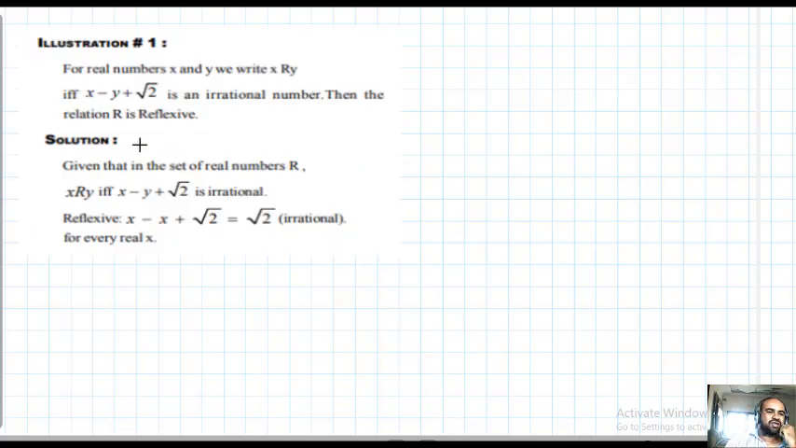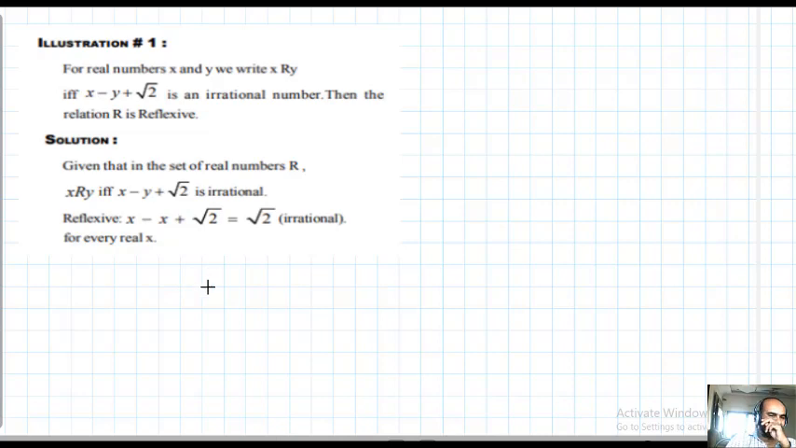Here an example problem is given, students. Listen here. For real numbers x and y, we write x R y if and only if x minus y plus root 2 is an irrational number. Then show that R is reflexive. This type of problem is very difficult. So how to solve the problem? I will show you.